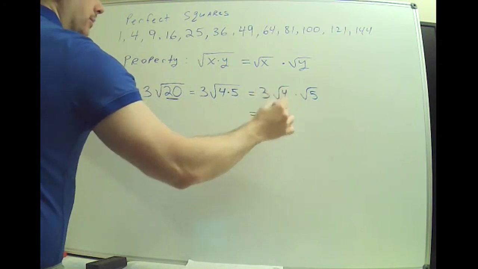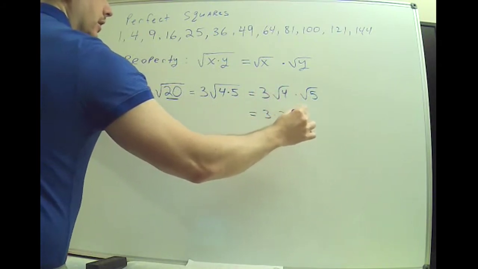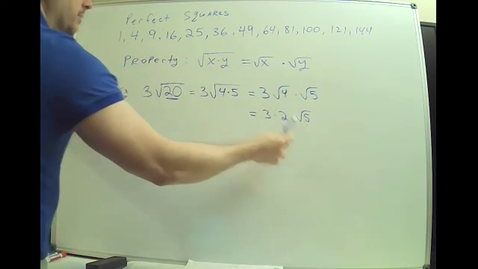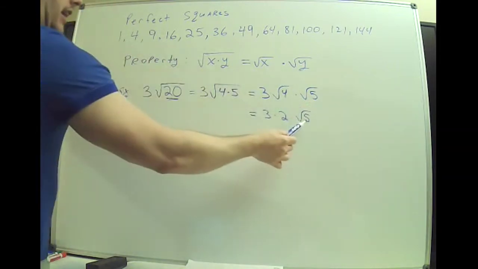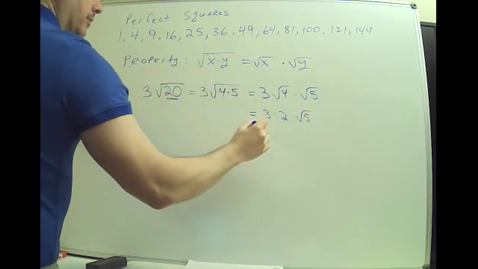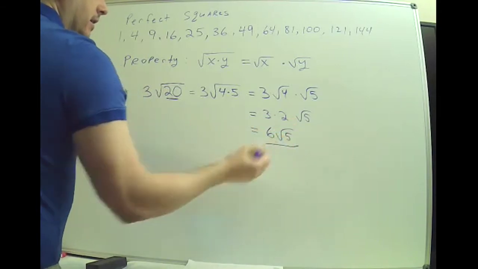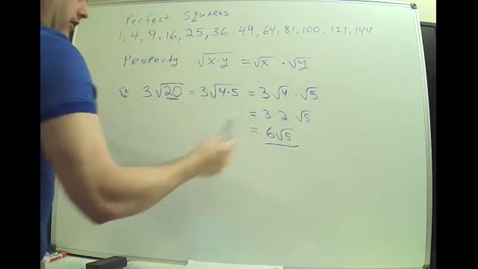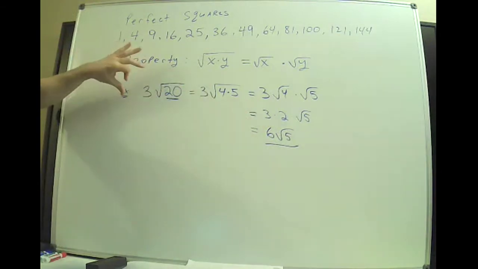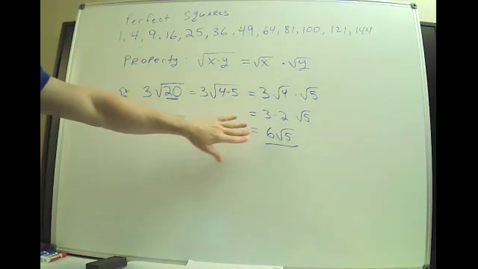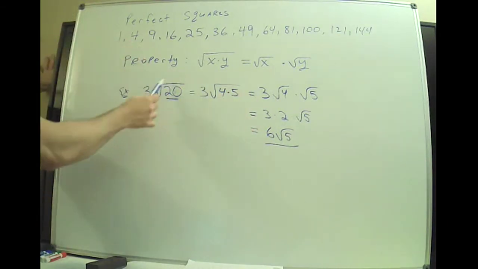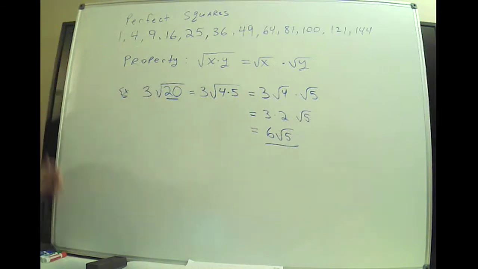So the radical 4 comes out of jail as a 2. The radical 5, he's stuck. He doesn't come out. He's got a life sentence. Now I do 3 times 2, which is 6. And that's it. 6 doesn't go into jail. 5 doesn't come out of the jail. This is the simplified form of the radical. This is how you break a radical down into smaller numbers.